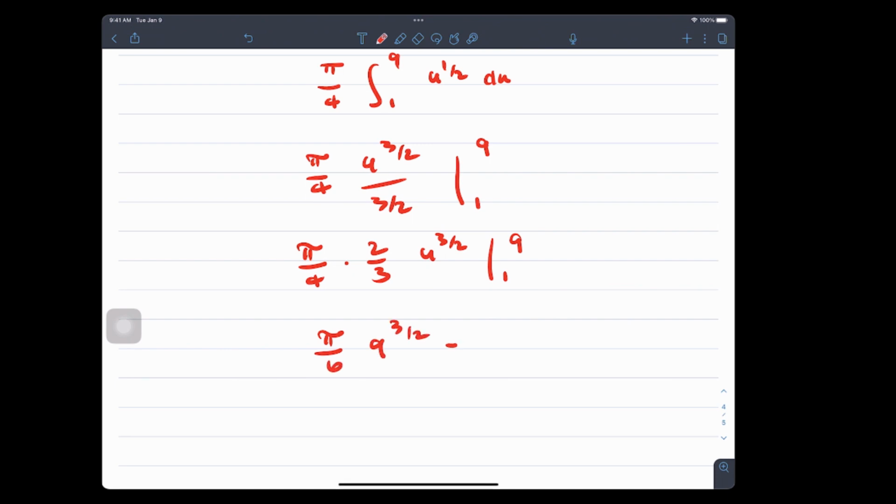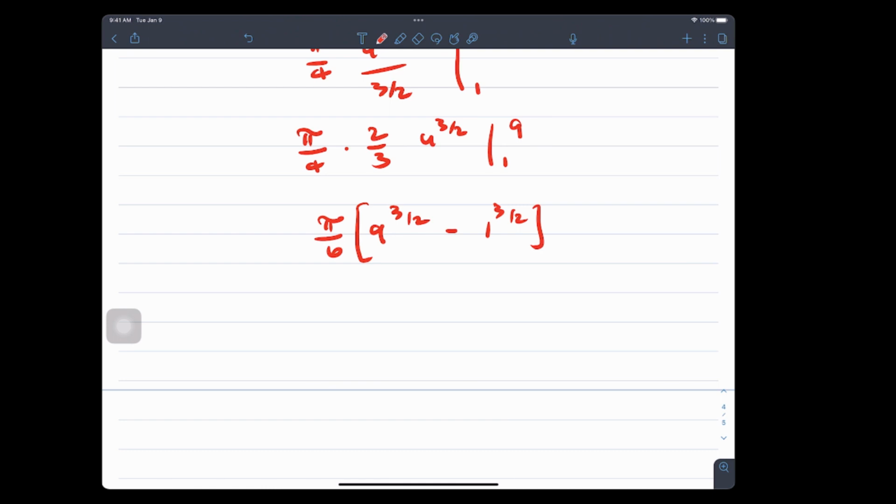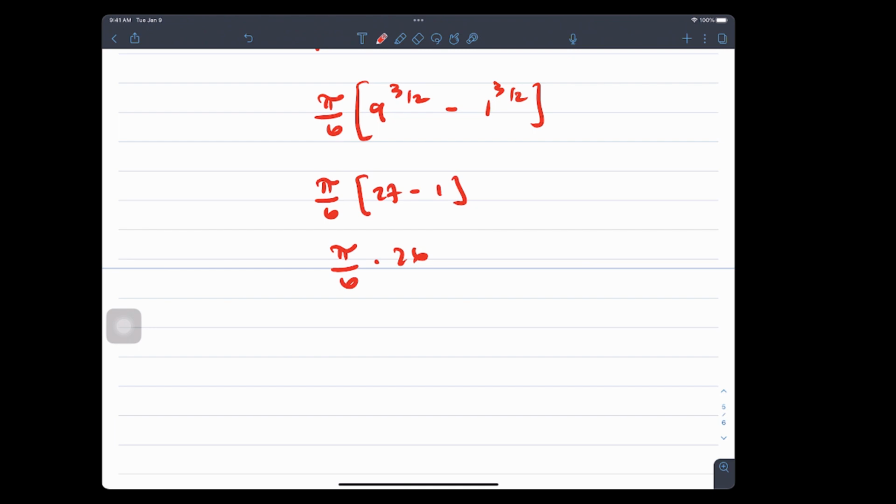9 to the 3/2 minus 1 to the 3/2. Now, 9 to the 3/2, ladies and gentlemen, going back to intermediate algebra, that's the square root of 9, which is 3, 3 cubed, 27 minus 1. Looks like it's pi over 6 times 26. Double check. Is that 13 pi over 3? 2 goes into 26 how many times? 13. 2 goes into 6 3 times. So double check, ladies and gentlemen. I'm not awake. 13 pi over 3. And that's what I've gotten before.